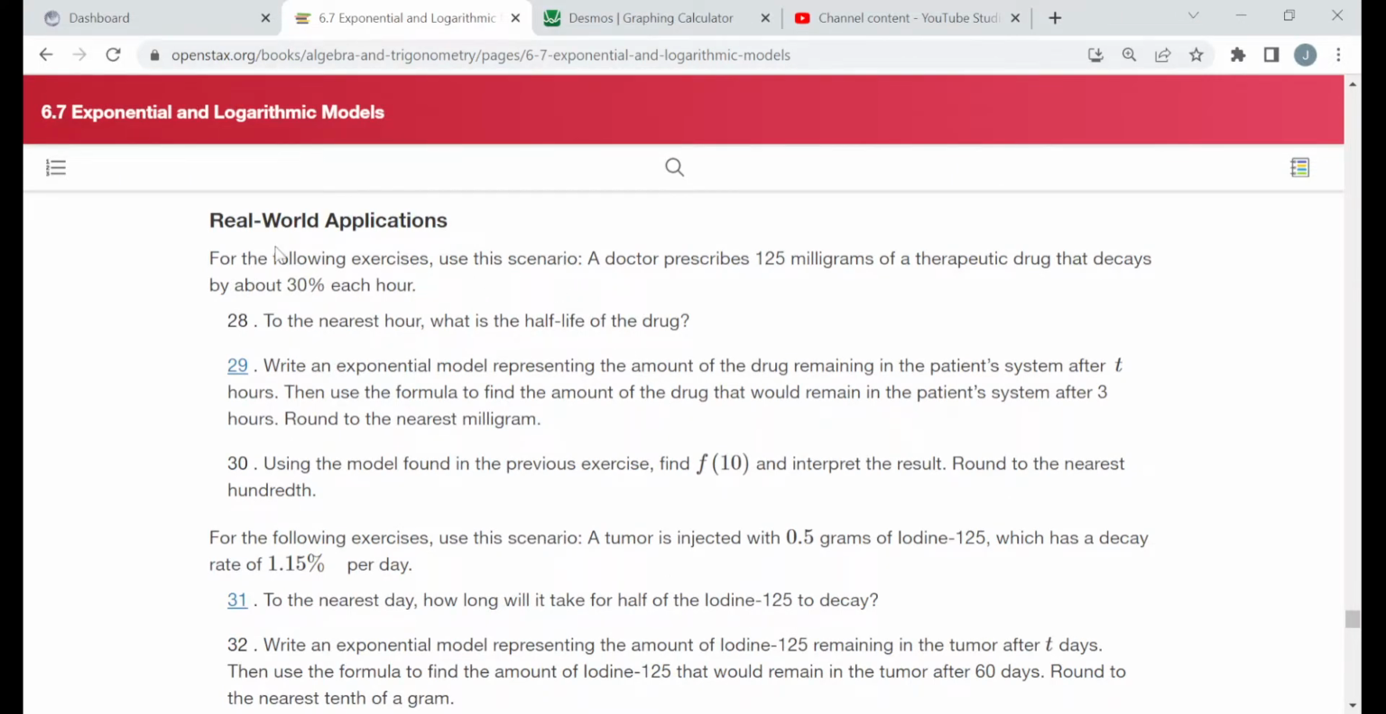So here, under real world applications. For the following exercises, use this scenario. A doctor prescribes 125 milligrams of a therapeutic drug that decays about 30% each hour. So every hour you cut it by 30%, so there'll be 70% left from the previous hour. I'll use that fact. So to the nearest hour, what is the half-life of the drug?